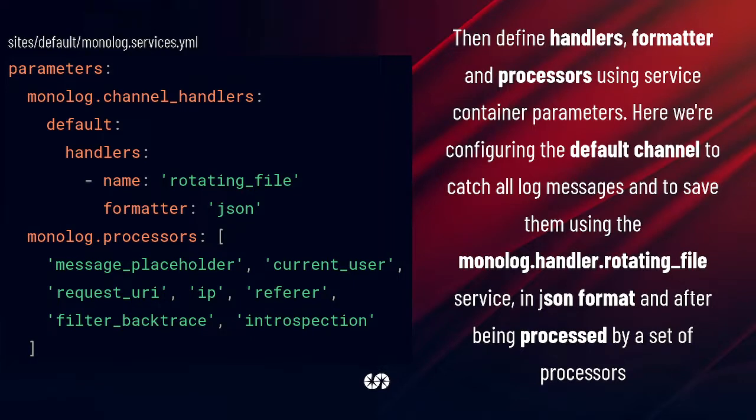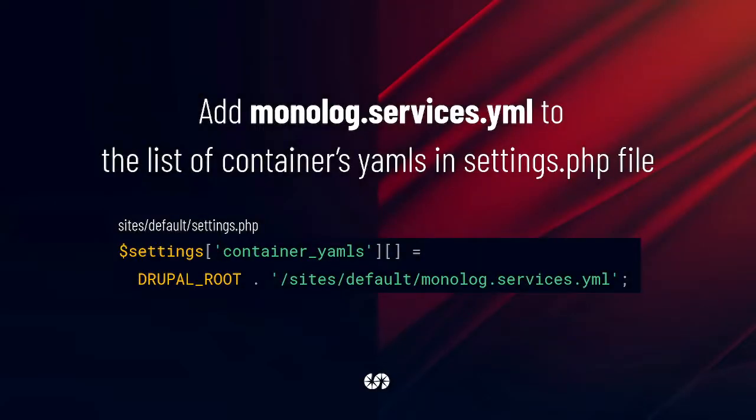And then we define a set of processors that will alter the log before it is written somewhere, to add some useful information like the current user, or the IP, or the line and the file where the log is generated. And with this configuration, we have to add this file to the set of service containers in Drupal.